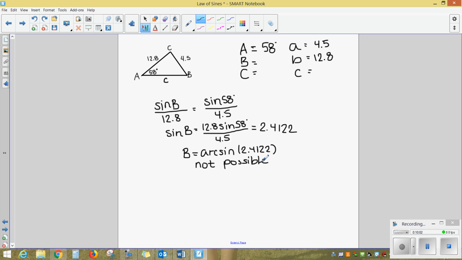There is no B for which this relationship is true. And so what this means up here is we say this is not a triangle. Okay, this triangle is not possible. We can't make a triangle where angle A is 58 degrees and across from that it's a side 4.5 and a 12.8 side where the B is. The other possibility is going to have to bump to the next video. This one got a little long, so we'll do some other things next.